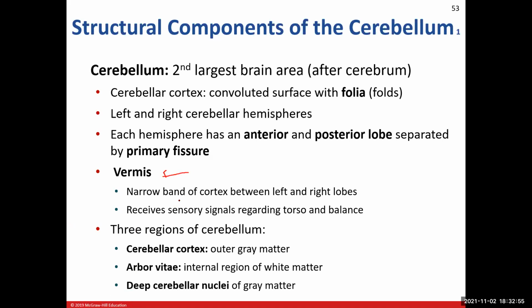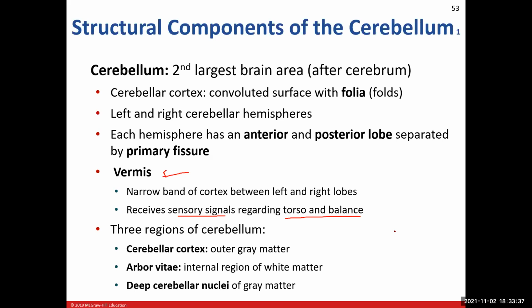And the vermis is going to receive ascending or sensory input in regards to our torso, right? The movement in the torso, but also just balance. When we talk about balance, there's a couple things we need to consider. One is proprioception, and two is your equilibrium. Balance is just a general term, but it includes proprioception and equilibrium. And so that sensory input is going to come into your cerebellum in regards to movements of the torso and just balance in general.